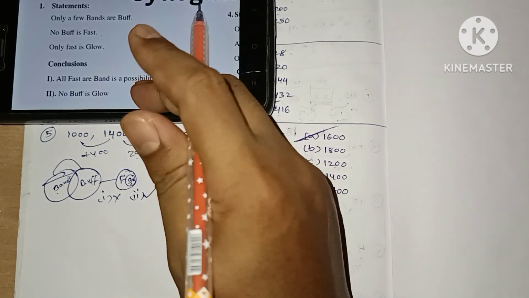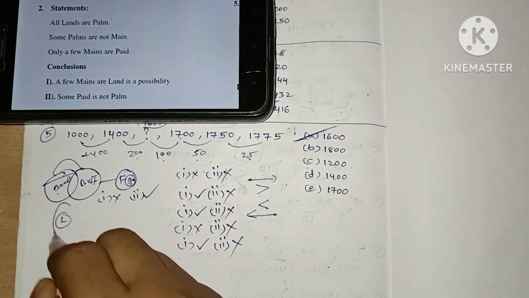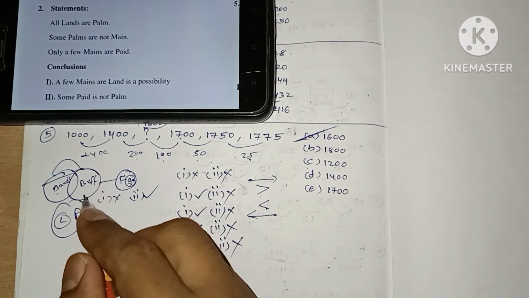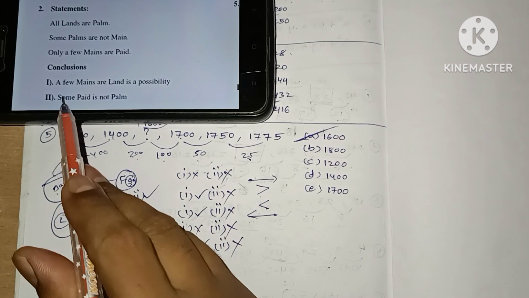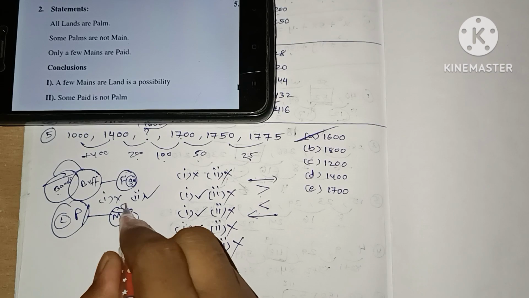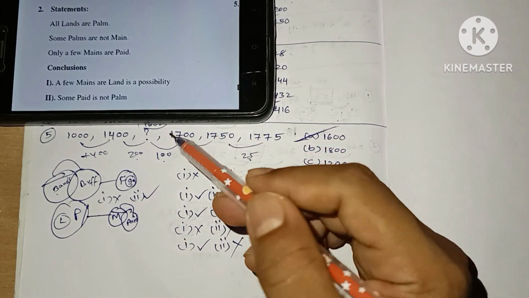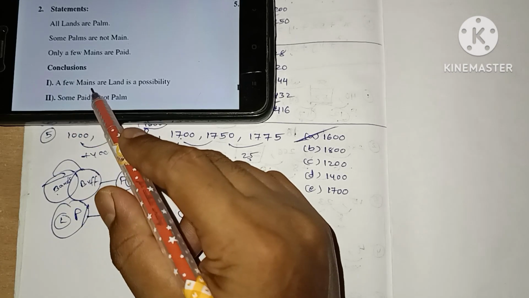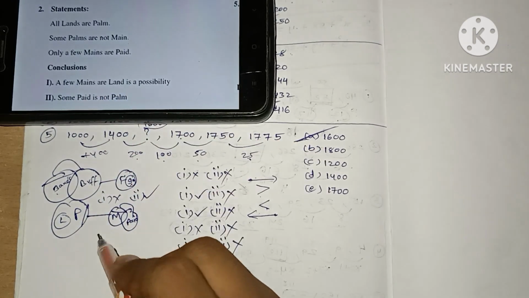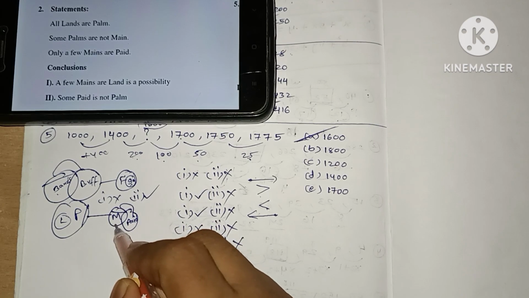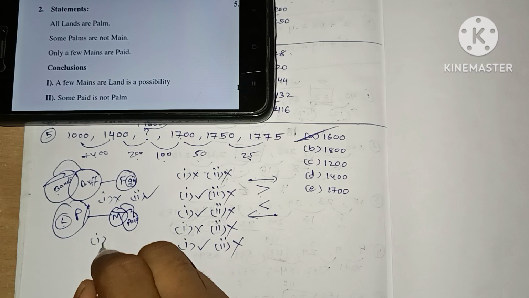Next, second question. All lands are palm. Some palms are not main. Only few mains are paid. Let's see the conclusions. Some a few mains are land is a possibility. Means some mains are land is a possibility. Some part of mains can share with the land, so it is possible. So the first conclusion will be true.